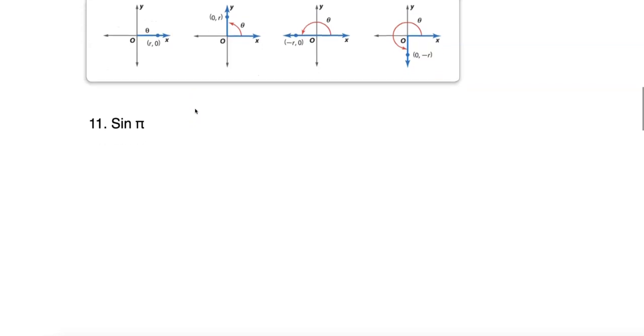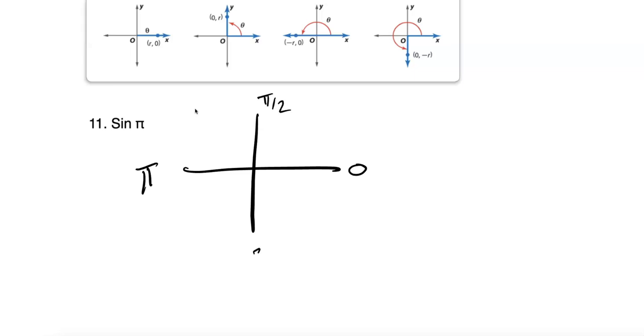So let's see, sine of pi. So here we go. 0, pi, I'll put 2 pi over 2, 3 pi over 2, 2 pi. It is pi, so we're going to stop right there. That's our graph, pi right there. Like it went from here to here. So, like that angle. So how do we do this?